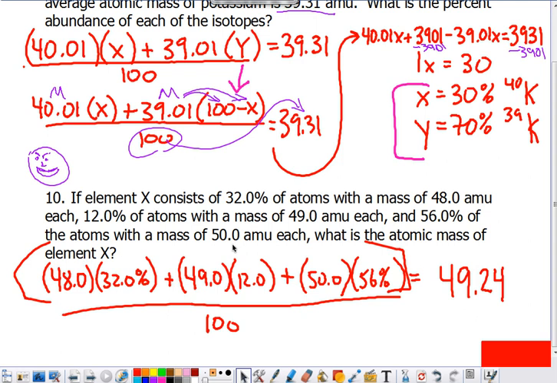I'm not going to be harping on sig figs with this question because there's so many moving pieces. And if you are in the realm of 49.24-ish, I'm going to be like, smiley face. Yes, ma'am.